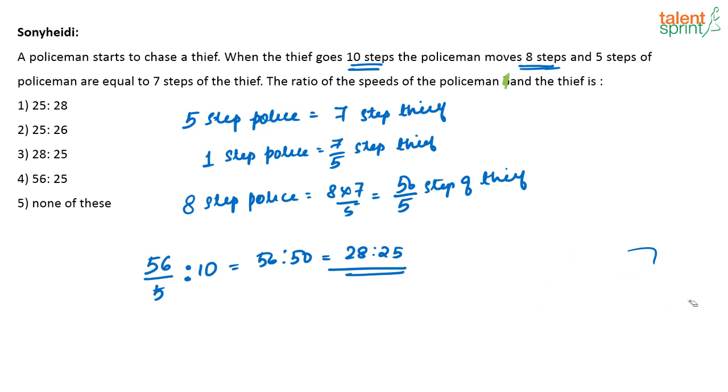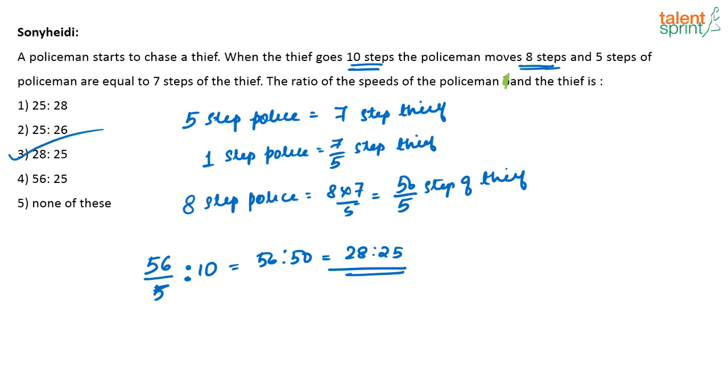So what did I do? I represented everything in terms of the thief. The policeman also I converted in terms of the thief. So now I can compare the steps, right? So 56 by 5 steps is taken by the policeman and 10 steps is taken by the thief. So the ratio that you are looking for is 56 is to 50 or 28 is to 25. Is it clear? We equated this because 8 steps covered by the policeman, in the same time the thief is covering 10 steps, correct? Time is the same, so distance divided by time, right? That is going to give you the speed.